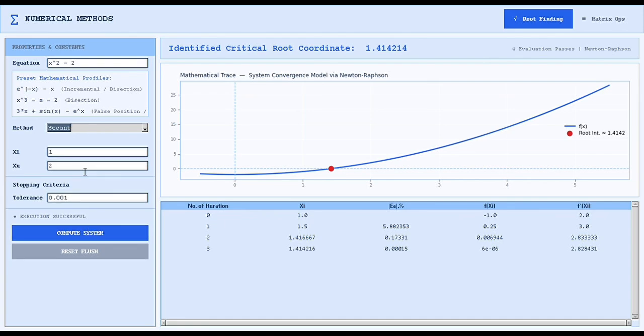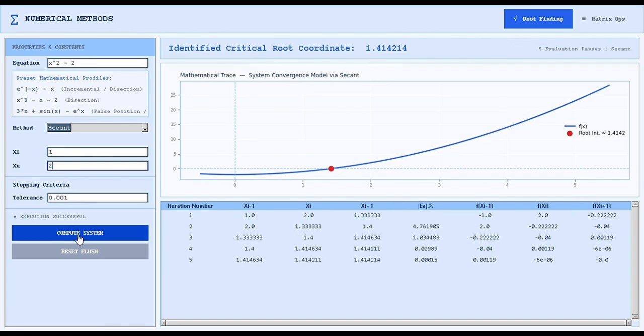And finally, the secant method. I set XL to 1, XU equals 2, and a tolerance of 0.001. Similar speed to Newton-Raphson, but instead of computing the actual derivative, it approximates it using 2 points, making it more flexible since no calculus is required.